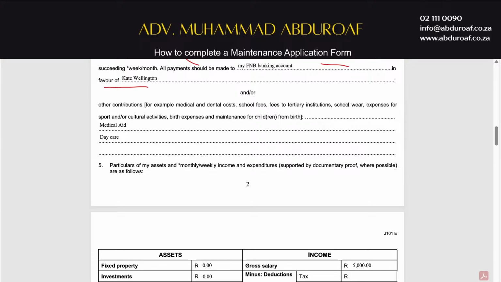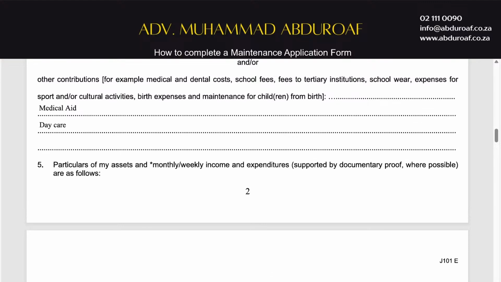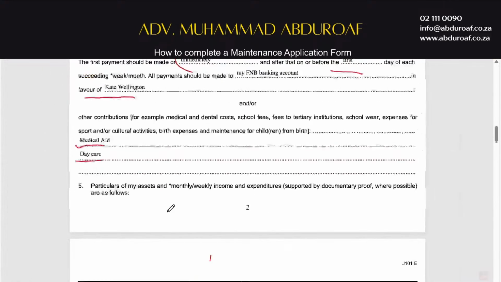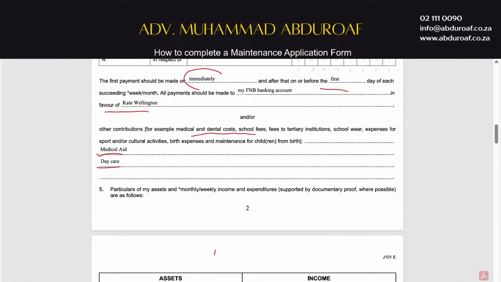Now, this is a very interesting part of the form, and many people do not understand what it entails. The amounts we dealt with early on were the amounts or the items you want the other party to pay going forward. But what else can we claim? We can also claim medical aid, daycare expenditure, school fees, and so on. You can see it over here as well, what I'm underlining. Oops, my apologies for that. Dental costs, school fees, tertiary education, schoolwear, and so on.